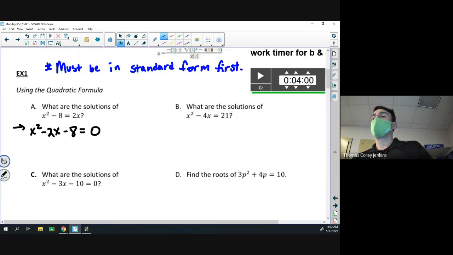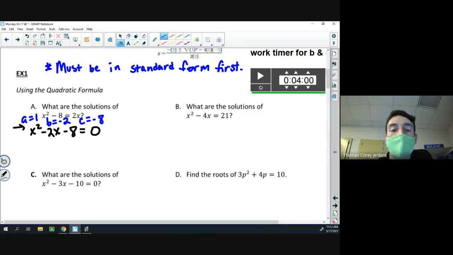Okay? Now that we have it written in standard form, let's go ahead and write out what is A, what is B, what is C. So A is our lead coefficient, so we'll say A equals 1, right? That's 1x squared. B is our coefficient of the middle term, so negative 2 in this case. And then C is our constant, so negative 8. A is 1, B is negative 2, C is negative 8. And now that we know A, B, and C, we're going to sub in and try to make some sense of that beastly looking thing, okay?